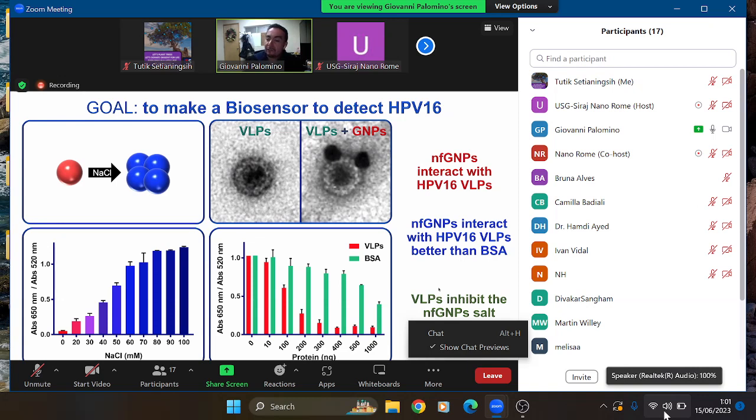So the non-functionalized gold nanoparticles interact with the virus better than the control protein, albumin. And also the VLPs interact with the non-functionalized gold nanoparticles, inhibiting the salt aggregation process and, of course, the change of color.